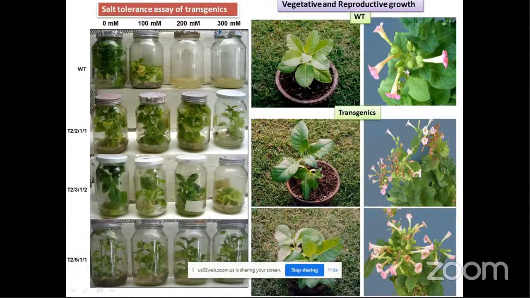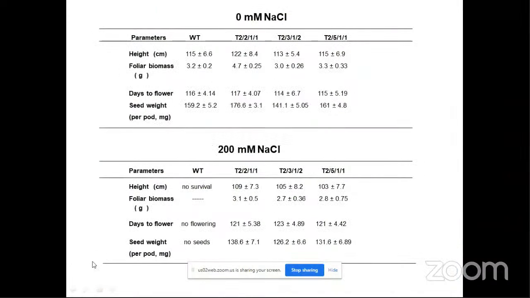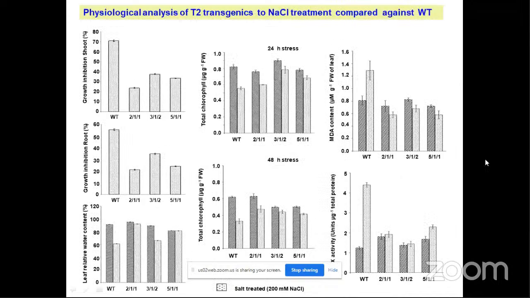So far as vegetative and reproductive growth is concerned, there is not much difference between the wild type and the transgenic plants. When you measure different agronomic traits, the wild type plant shows no flowering or seeds under 200 millimolar NaCl, whereas the transgenic plants are able to flower and produce seeds. I will not go into the details of all this, because these are routine physiological analyses.